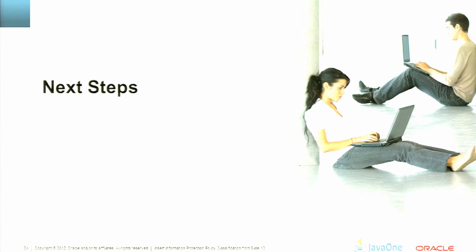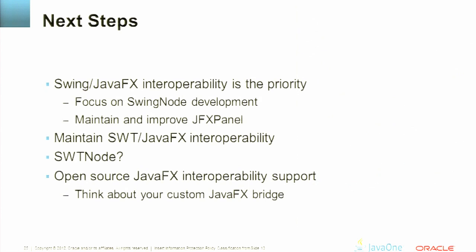So a few words about our plans on the interoperability feature in general and some details. We plan to focus on interoperability with Swing. This is our priority. As the JFXPanel itself seems to be finalized, we don't expect to add new features to it. We plan to put more effort into SwingNode development. We would like to move it from the state of early prototype to release candidate as soon as possible. We also will maintain and improve JFXPanel itself. We don't give up maintaining SWT and JavaFX interoperability. We're still working in this area.